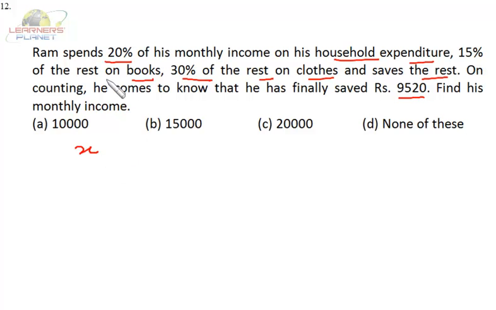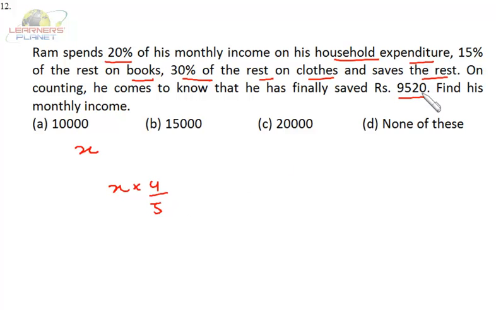Okay. Now, initially he is having X rupees and he is spending 20% of this X on household expenditure. Okay. 20% is 1 by 5. That means 1 by 5 he is spending on household expenditure. That means he is left with 4 by 5 of his income. Okay. Now the second step, just listen to me very carefully.